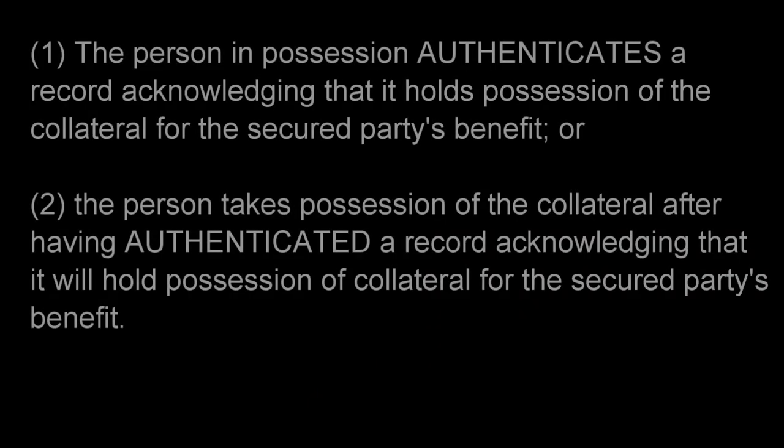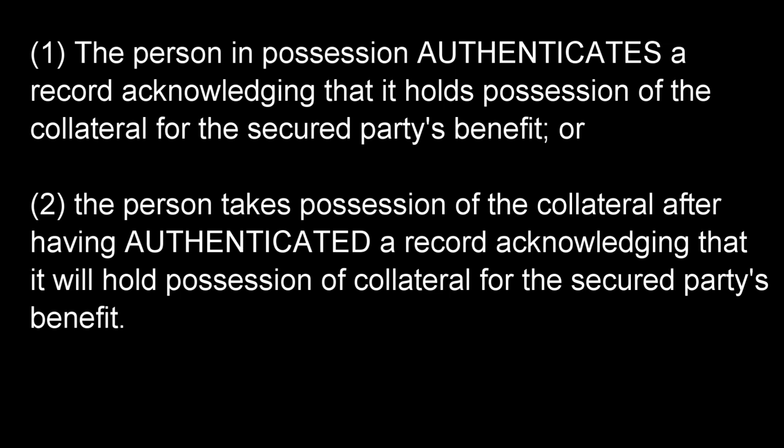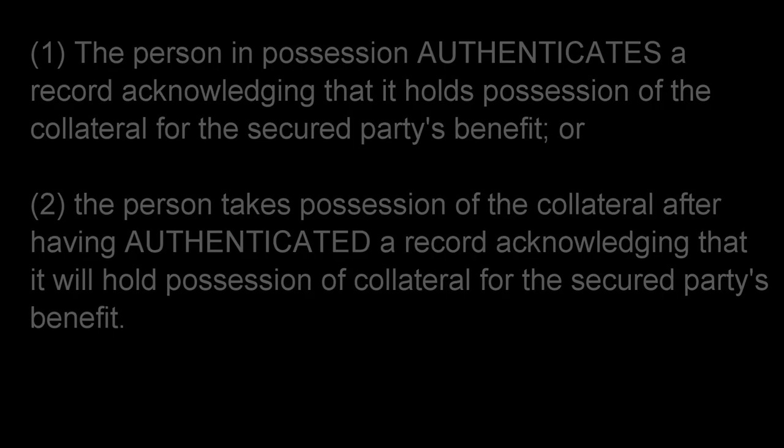So if we are the secured party and we are holding it in trust, that's the other party, that's the person who is taking possession under our authority. Remember, the all caps name that's on there is the debtor. So once we've taken possession and authenticated that record, it is now for the benefit of the secured party, and it is perfected by the fact that it is in possession. And in two, the person takes possession of the collateral after having authenticated a record acknowledging that it will hold possession of collateral for the secured party's benefit.